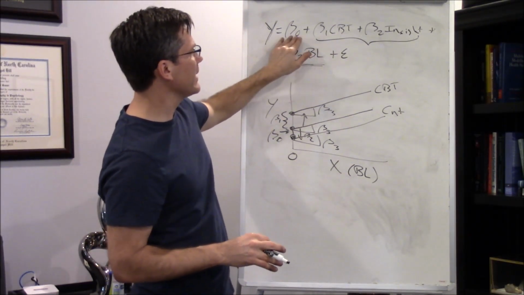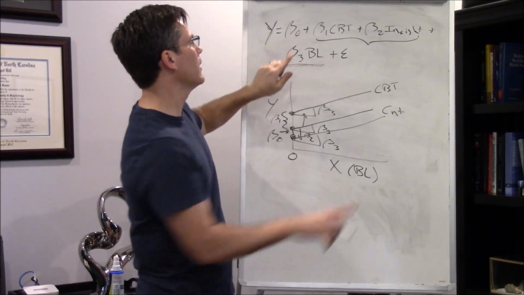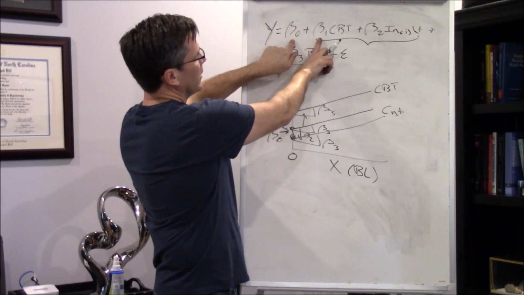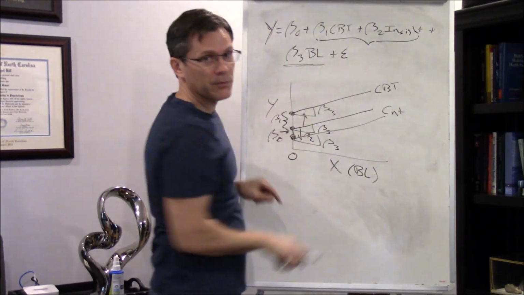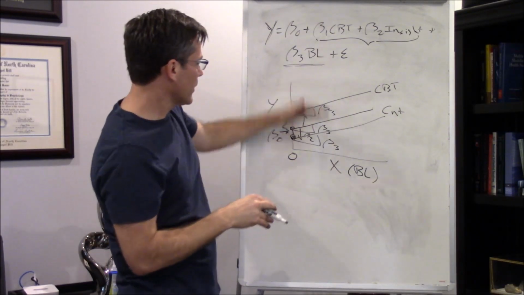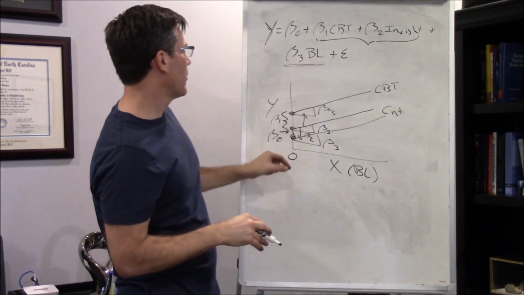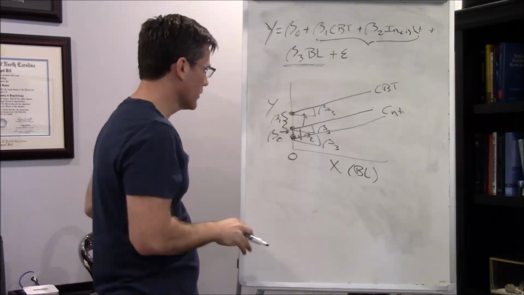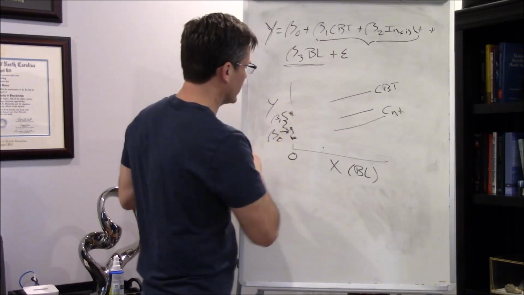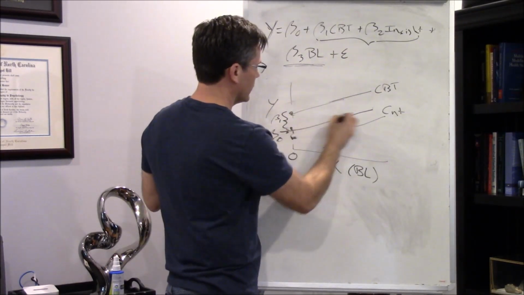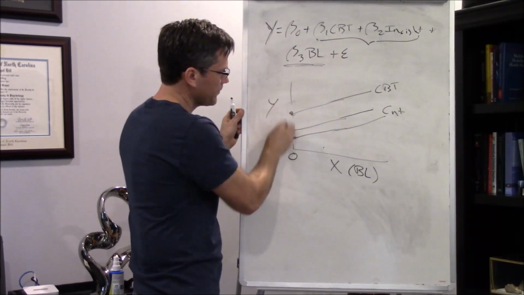We have one slope, but we, in a sense, have three intercepts. We have an intercept for the control group, beta naught. We have an intercept for the CBT group, beta naught plus beta 1. And we have an intercept for the insight group, beta naught plus beta 2. So we have three different intercepts to adjust the levels of these regression lines, but we have just one slope, beta 3, to indicate how baseline satisfaction is related to later satisfaction.